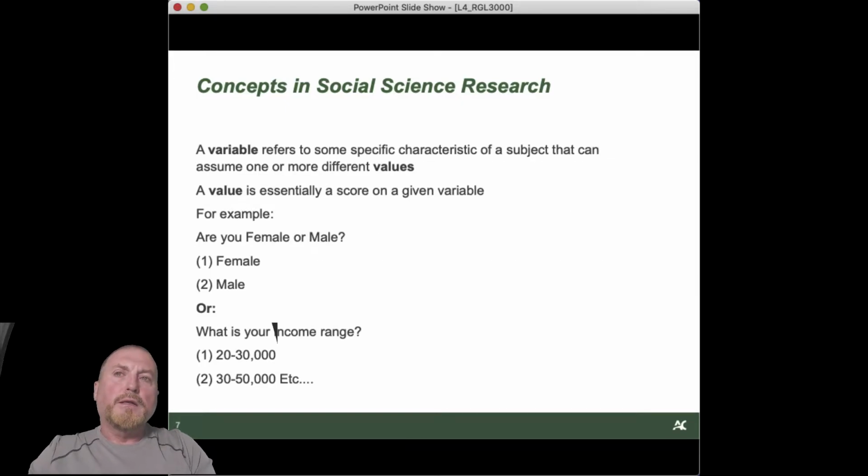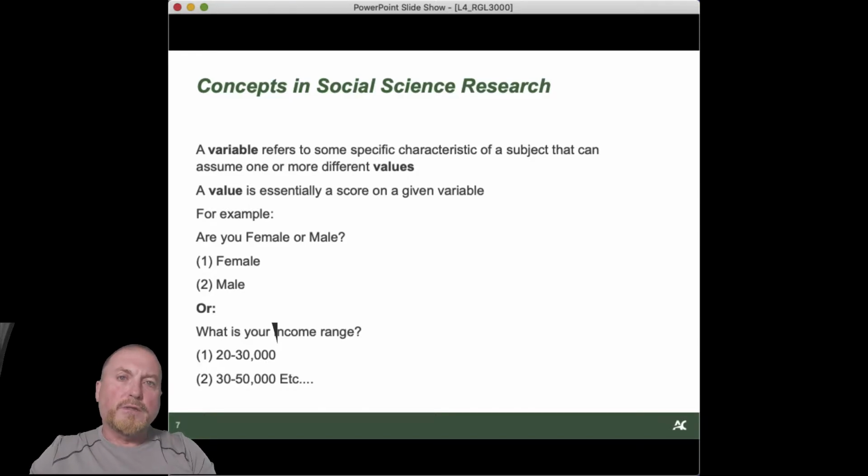Variables, okay? Now, a variable refers to some specific characteristic of a subject that can assume one or more different values. That's how we define a variable. A value is essentially a score on a given variable. So of those 3 fitness clients, one would have this score. Oh boy, you reacted well to the training. Maybe you're just a better athlete or you worked harder or whatever the case may be. Participant 2 would have a different score on that variable, and likely 3. It's very unusual if they would all have the same score on that variable, right? So we have different values on the same variables.